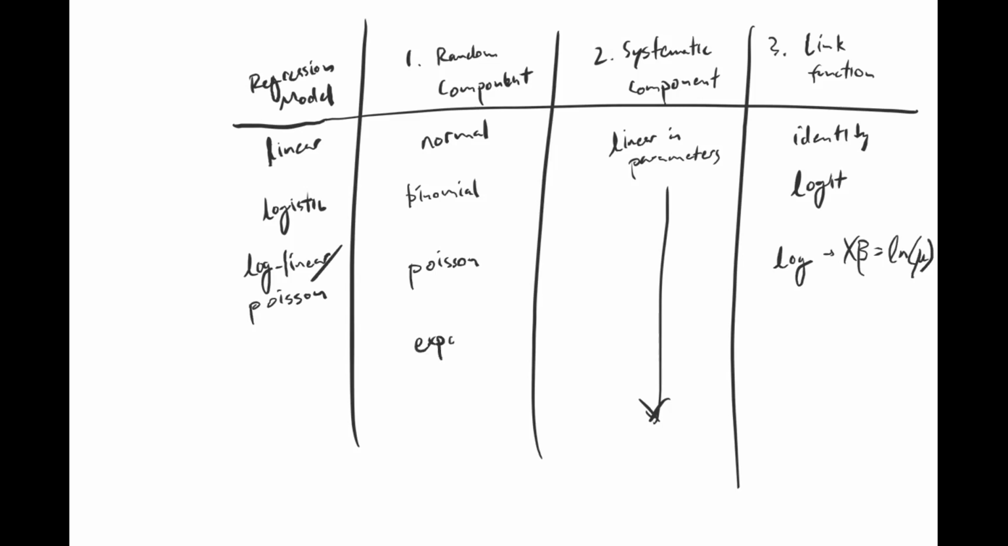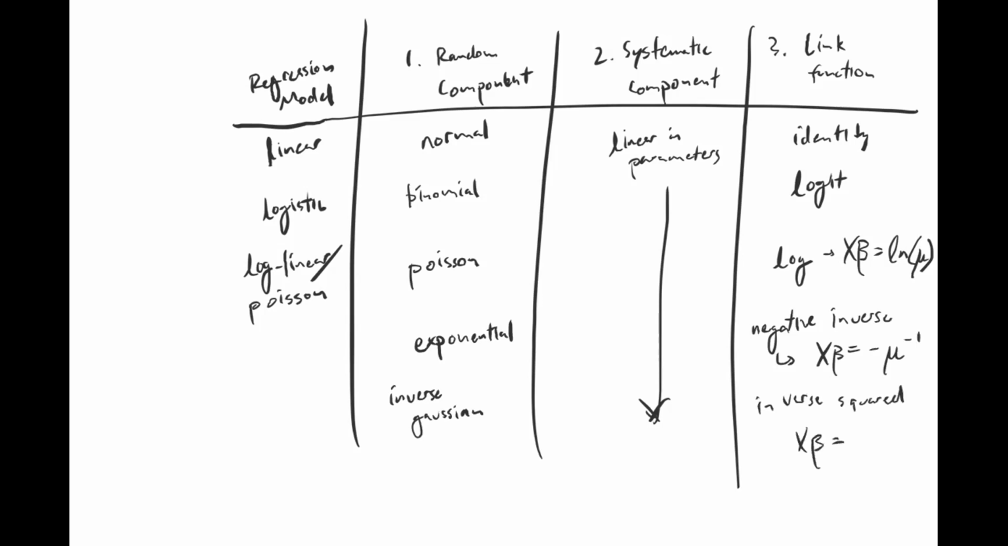Other ones you could have an exponential here. And generally you'd have a negative inverse. And this is something like x beta equals negative mu to the negative one. There's an inverse Gaussian. This is an inverse squared. So that's x beta equals mu to the negative two. Okay, so again, this is our way of being able to generalize a whole bunch of models that use different random components and link functions into some kind of generalized form.